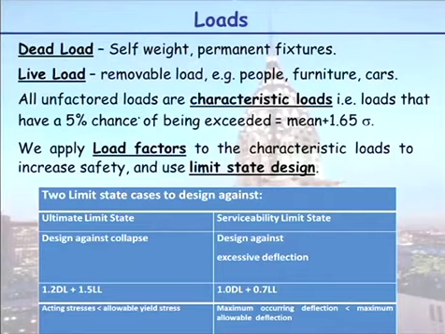So, in summary, dead load is self-weight and permanent fixtures; live load is the removable part of the load. All unfactored loads, assume them to be characteristic loads. That's loads that have a 5% chance of being exceeded. So if you're given a group of numbers, you can work out the mean and the standard deviation to work out what your characteristic load is. And as I said, you'll be doing that next week in the practice class. We apply the load factors to the characteristic loads to increase safety, and we use limit state design.